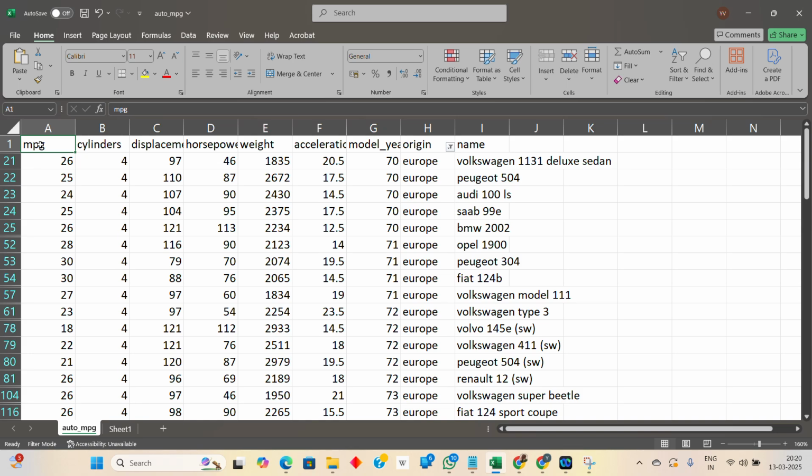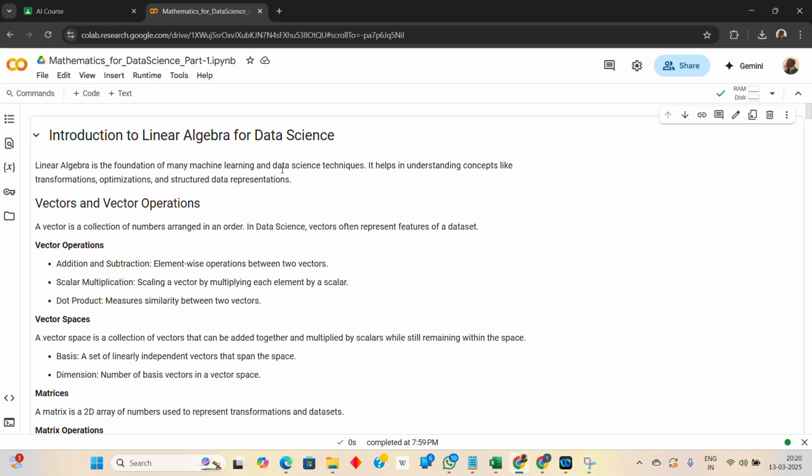All these are features. If you consider any image, in an image also there are features, right? For example, a cat image, a dog image. Let me show you.